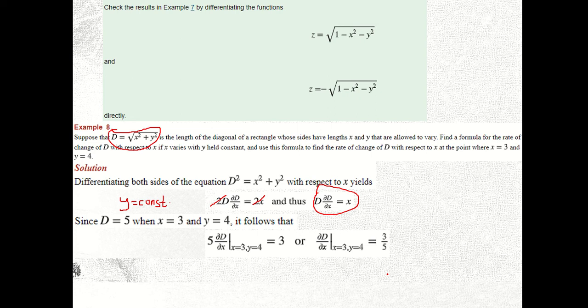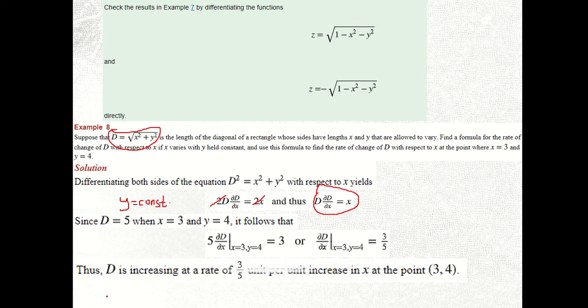Okay, so we can say that d is increasing at the rate of 3 over 5 units per unit increase in x at the point (3, 4). All right, so you might ask, where is this coming from? What we did is divide both sides. So we have 5 times the partial derivative of d with respect to x equal to 3, dividing both sides by 5.